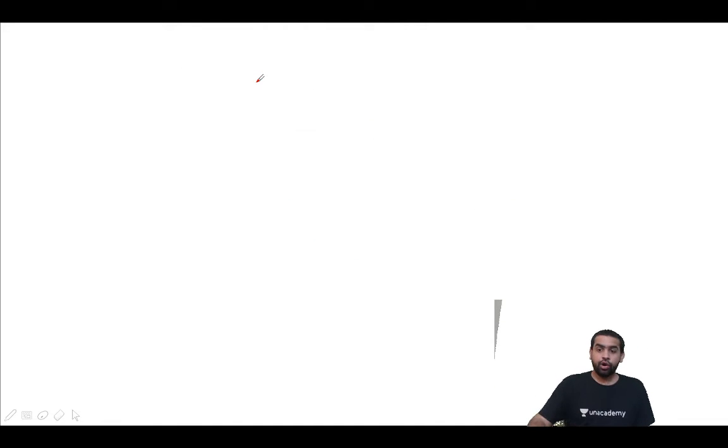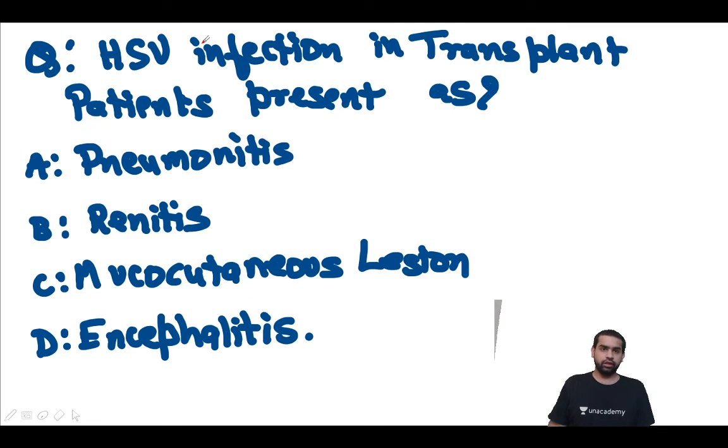Fair enough. Right, now let us talk about herpes simplex virus infection in transplant patients. If you have an HSV infection in a transplant patient, how will the patient present to you? Will the patient present as pneumonitis, retinitis, mucocutaneous lesions, or encephalitis?